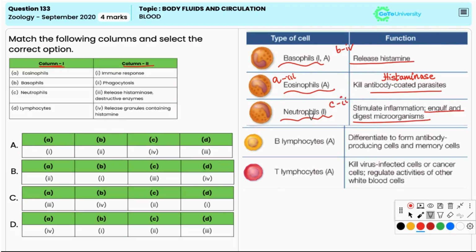Now B and T lymphocytes are also a type of white blood cells that are involved in the acquired or the adaptive immunity. Now B cells produce antibodies while T cells regulate immune responses and directly attack infected cells. Thus, D matches with 1. Hence, the correct answer is option C.